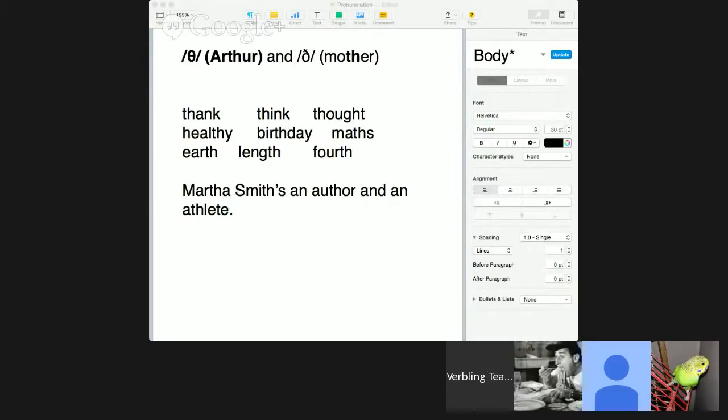Think, think, thought. Health, birth, math. Earth, planes, falls. Master, Smith, an author, an athlete. Very good. Well done, Giselle.